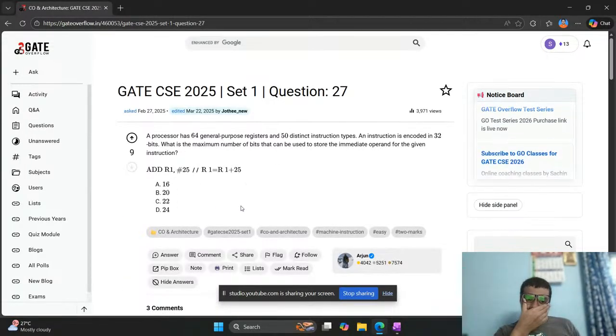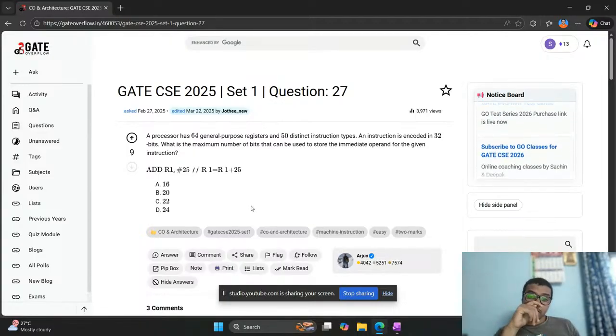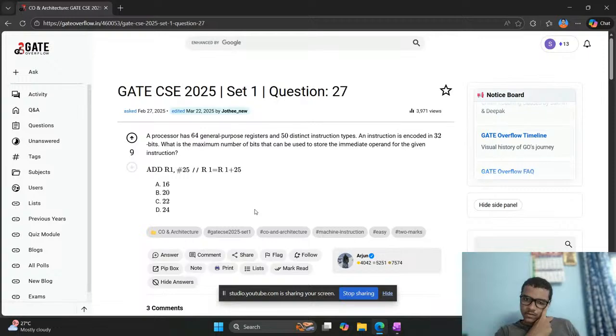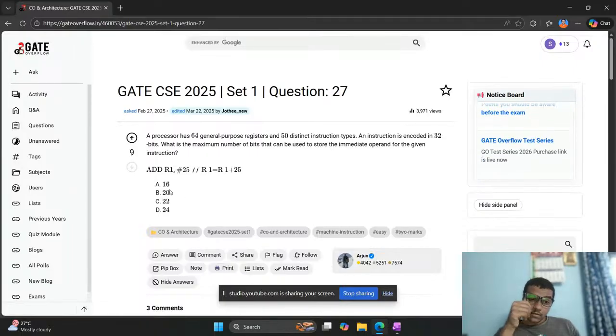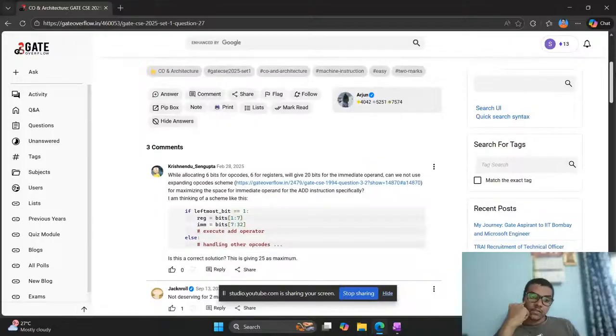64 general purpose registers. Okay. 50 distinct instruction types. Instruction is encoded in 32 bits. What is the maximum number of bits that can be used as the immediate operand in the given instruction? Add R1 25, so R1 is equal to R1 plus 25, obviously.